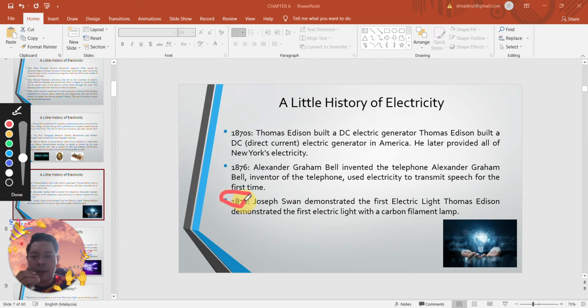In 1878, further research and expansion in the knowledge of electricity enabled Joseph Swan to demonstrate the first electric light, and Thomas Edison used this fundamental knowledge to demonstrate the first electric light with a carbon filament lamp.